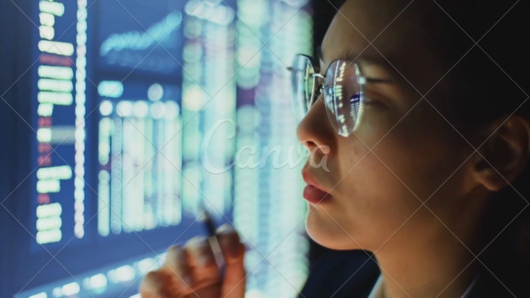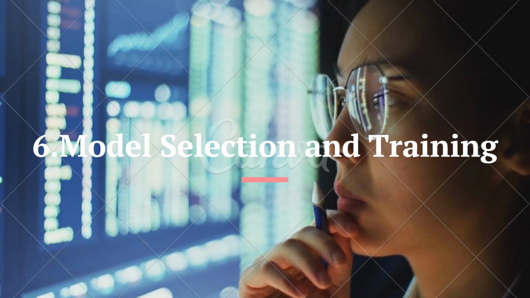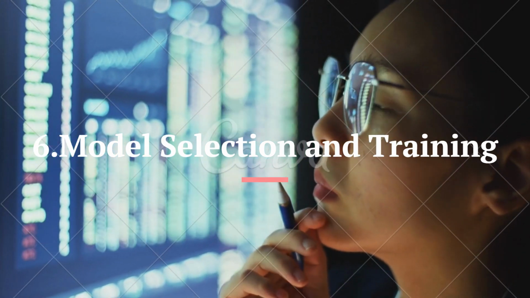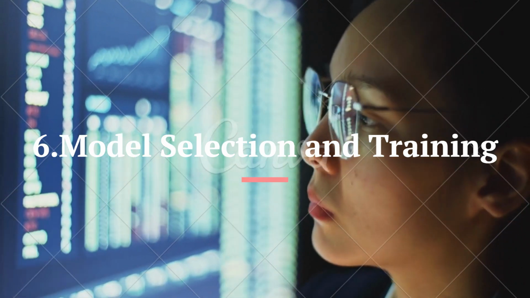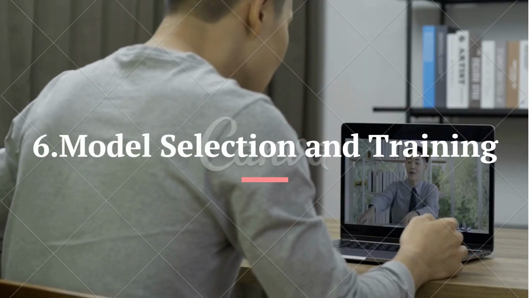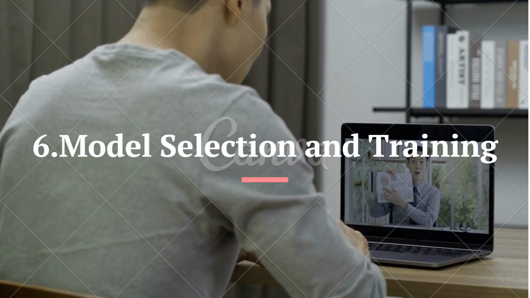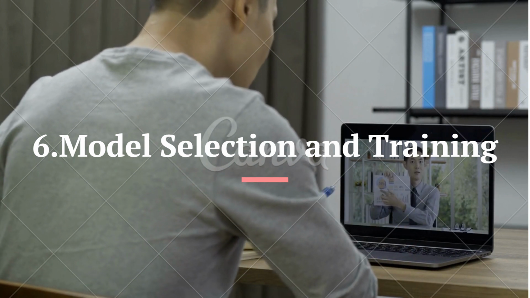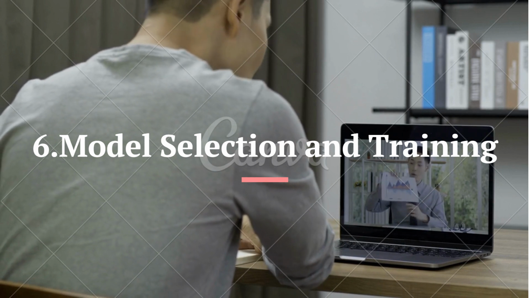6. Model selection and training. Based on the problem type, classification, regression, clustering, etc., suitable models are selected. These models can range from traditional statistical models to machine learning algorithms such as decision trees, random forests, support vector machines, or neural networks. The models are trained using labeled data, and their performance is evaluated using appropriate metrics.